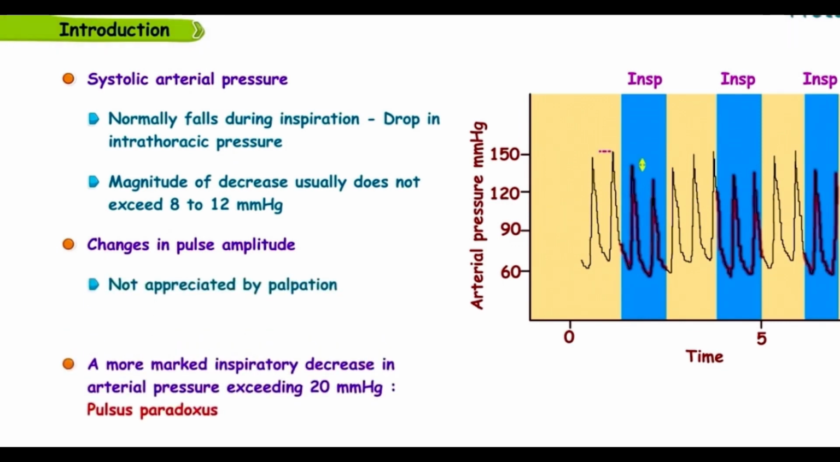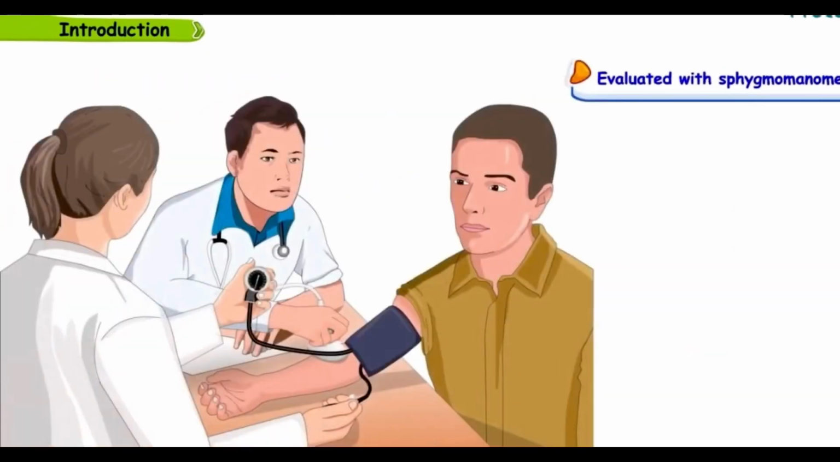A more marked inspiratory decrease in arterial pressure exceeding 20 millimeters of mercury is termed Pulsus Paradoxus. In contrast to the normal situation, this is easily detectable by palpation, although it should be evaluated with a sphygmomanometer.